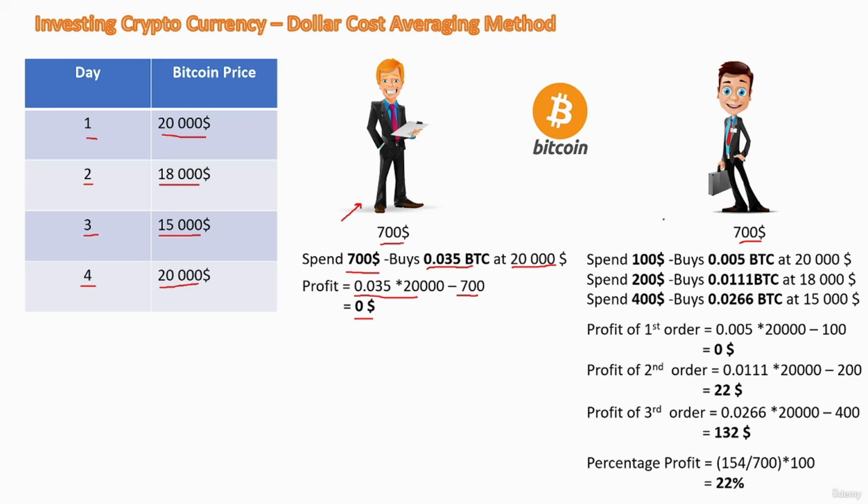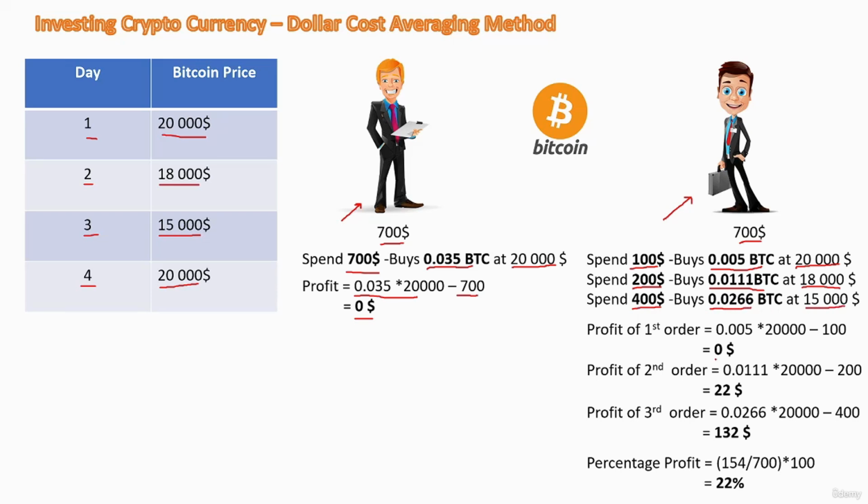This second businessman didn't sure about the future price of the Bitcoin, so he spent $100 in the first day, buy 0.005 Bitcoins at the price $20,000. In the second day, he spent $200, buy 0.011 Bitcoins at the price $18,000. In the third day, he spent $400, then buy 0.0266 Bitcoins at the price $15,000.